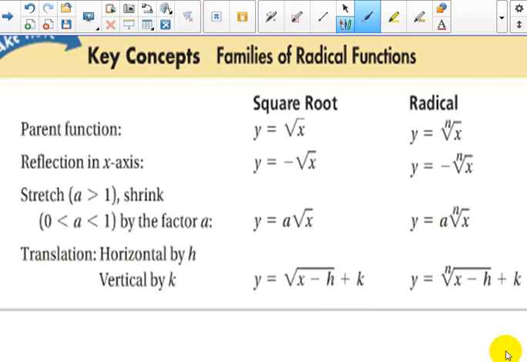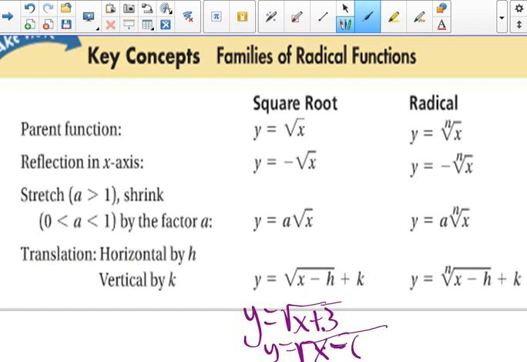And in the same respect, what if we had y equals square root of x plus 3? Well, let's make that fit the equation. Y equals square root of x minus h. Well, what does h have to be to make that an x plus 3? A negative 3. So now my h is -3, and I'm shifting 3 units to the left.